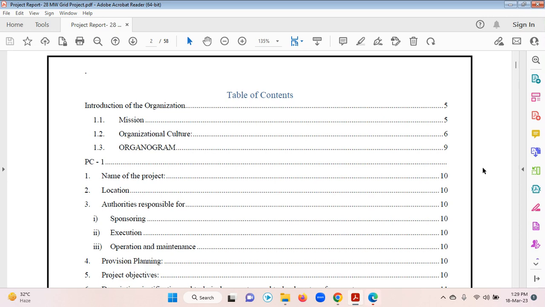The first part is the introduction of the organization, the mission statement, the organizational culture, and the organogram. Second, you need to share the name of the project, the location where this project is installed, and the people who are responsible for this project, like sponsors and execution. Third, the project that has been handed over to the operations and maintenance team.